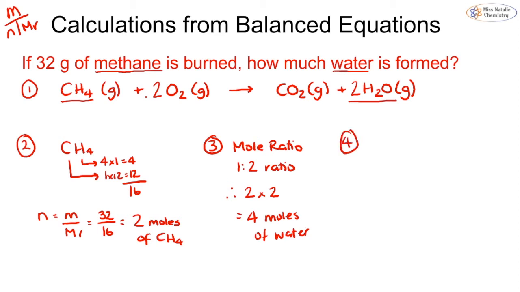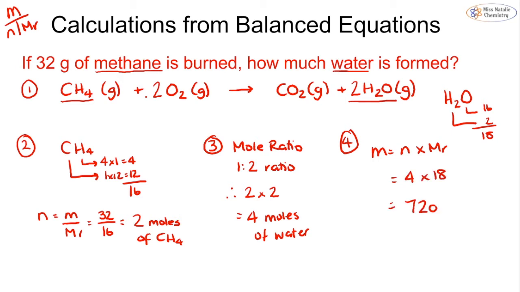And then step 4, to calculate my mass, is n times MR, and H2O is going to be 16 plus 2, so it has an MR of 18. So I have 4 moles times an MR of 18, giving me 72 grams. So again, what does this actually mean? Well, it means that when we burn 32 grams of methane, we will form 72 grams of water.